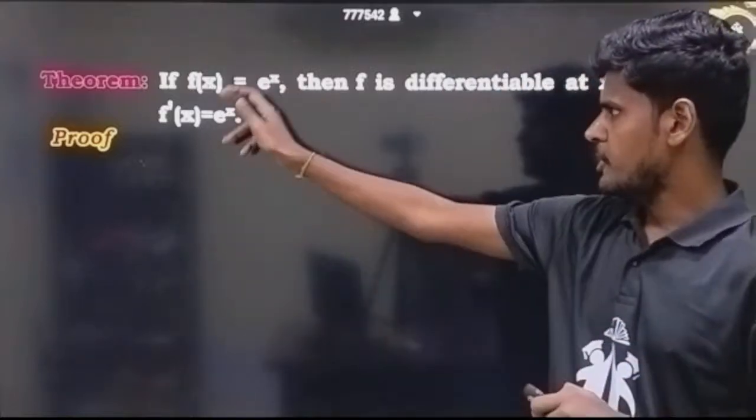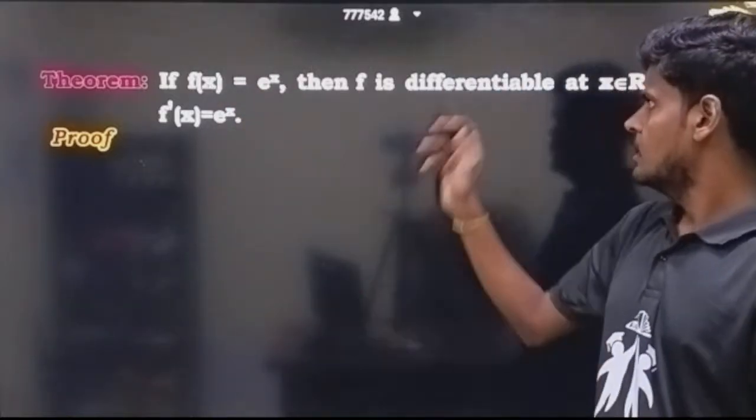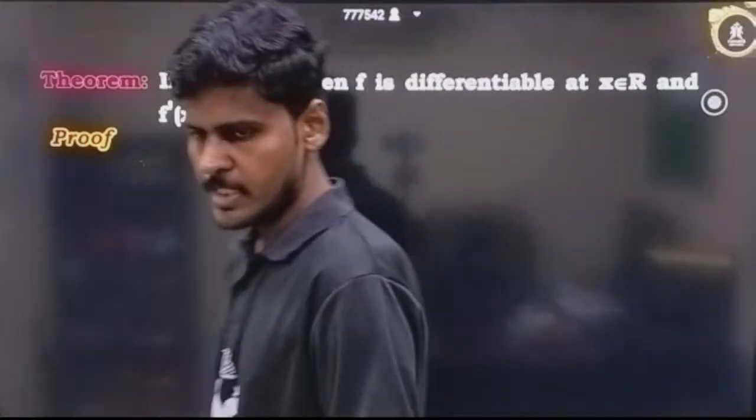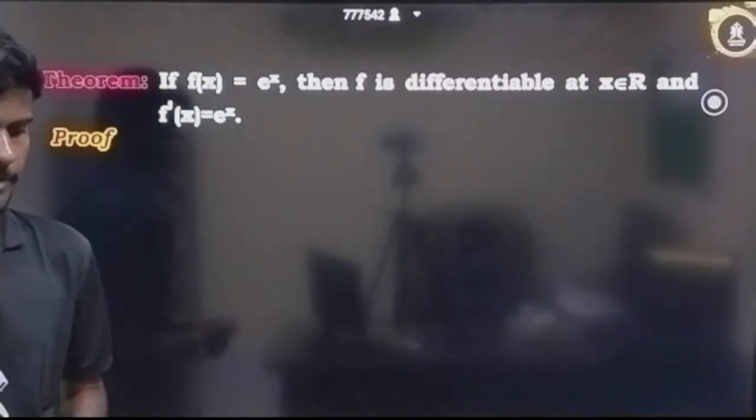Next: if f of x equals e power x, then f is differentiable at all values and f dash x equals again e power x.